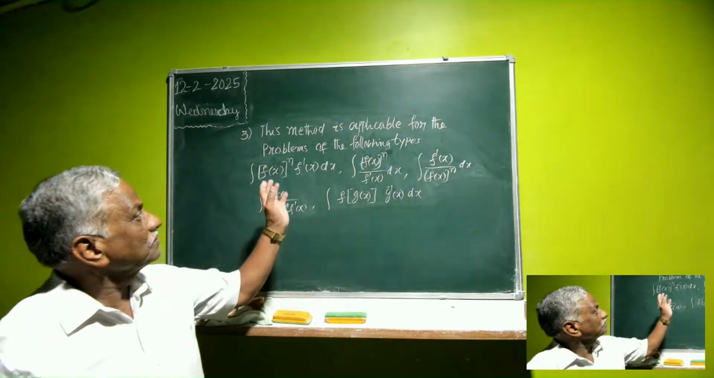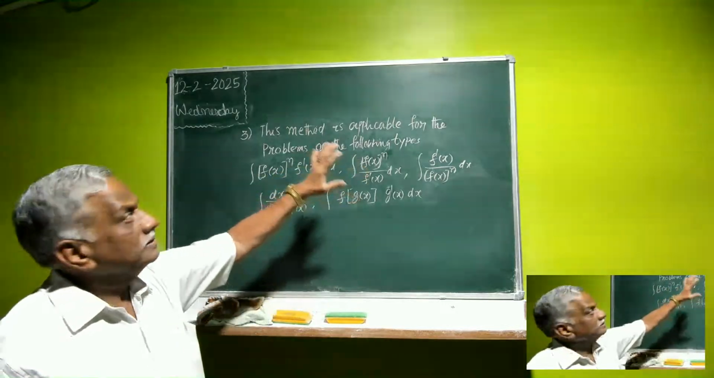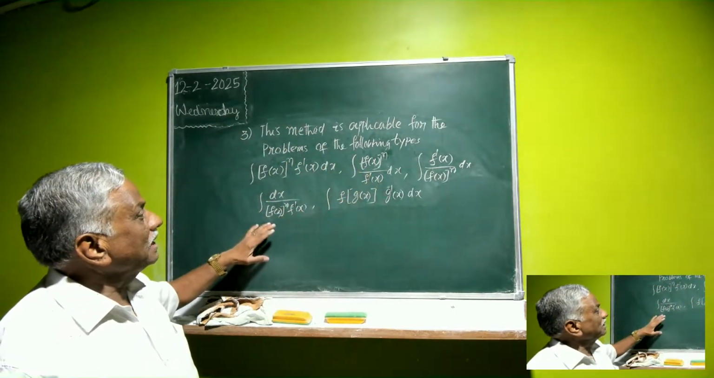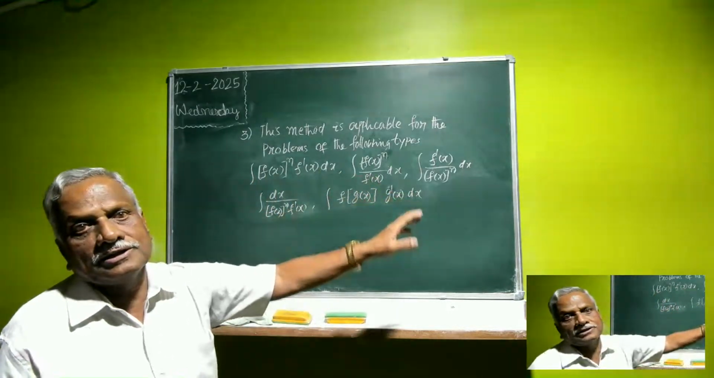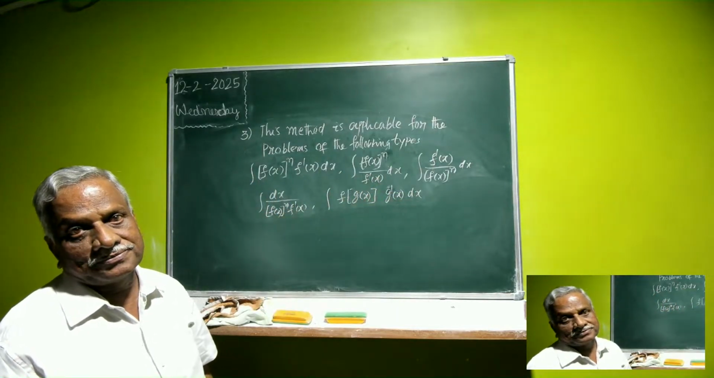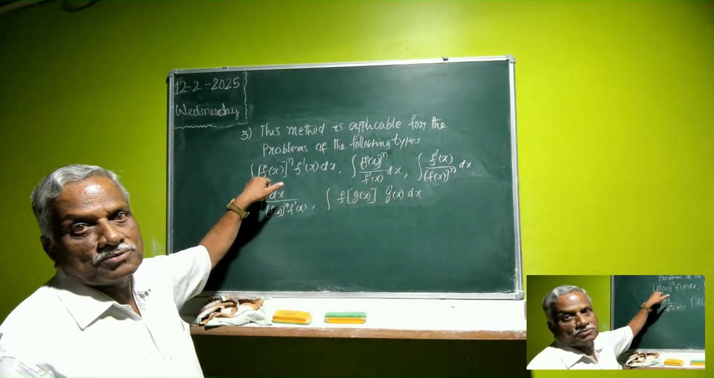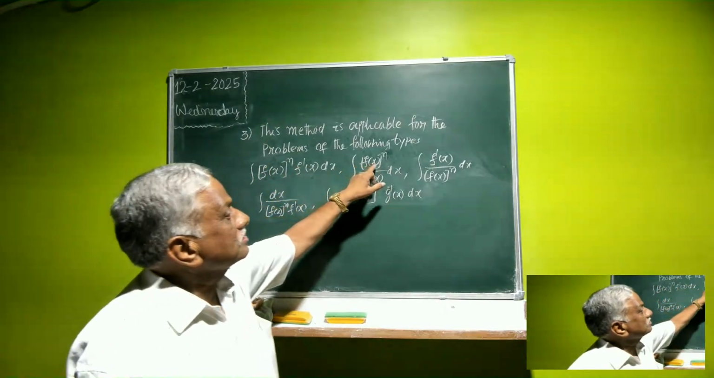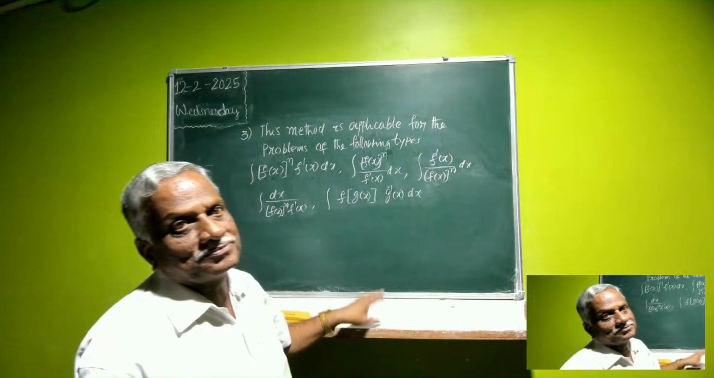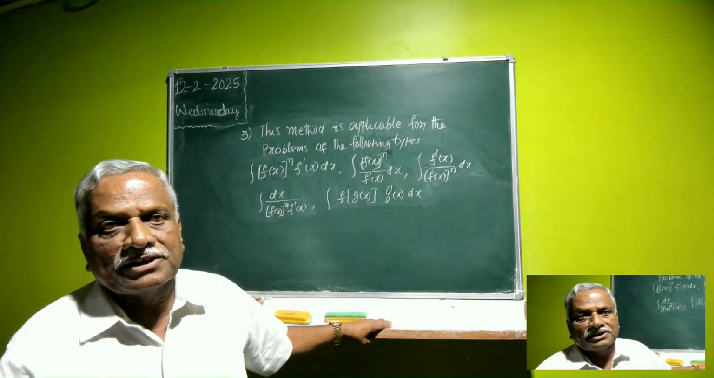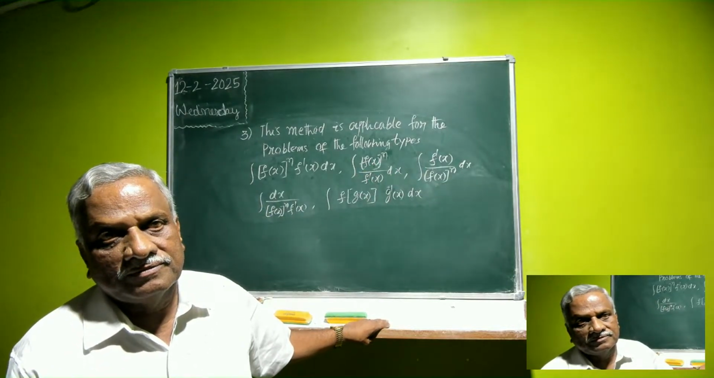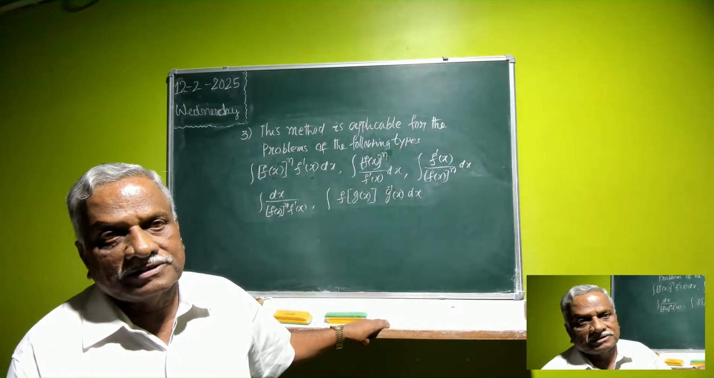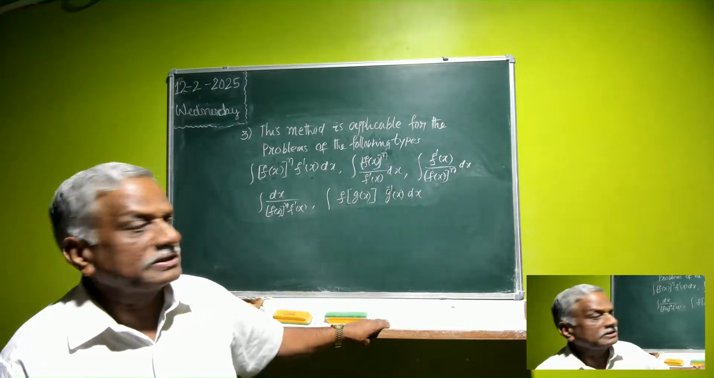We'll continue. So, this method, the method of substitution, is applicable for problems of the following types. What do you notice in these problems? Function is there, derivative is there. Function is there, in all these problems. Wherever you see a problem where the function and its derivative coexist, you can use this method.